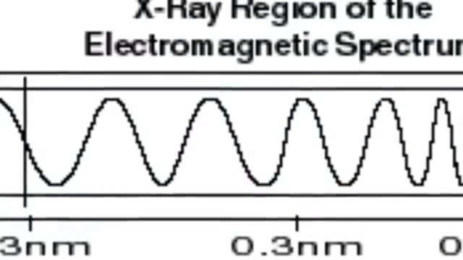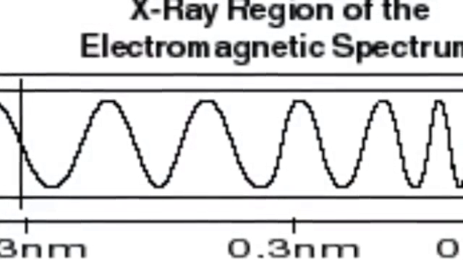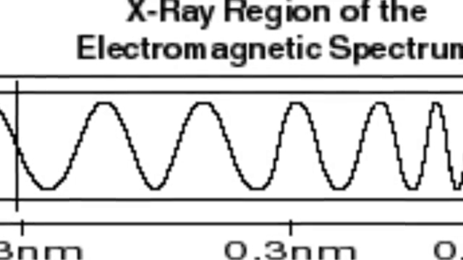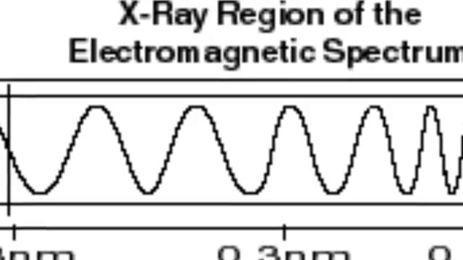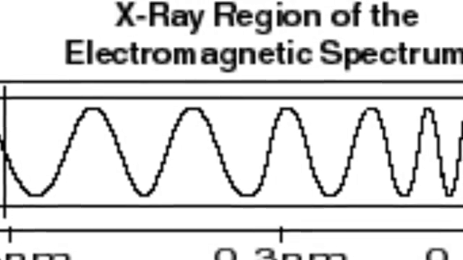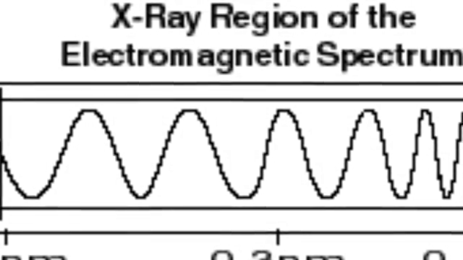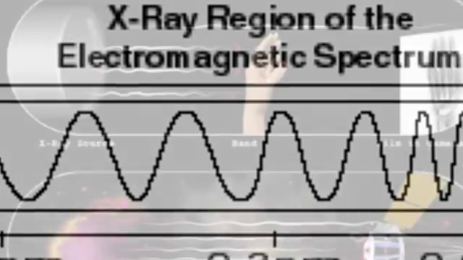X-rays have the second shortest wavelengths at between about 10 billionths of a meter and 10 trillionths of a meter. This means they also have the second highest frequency in the electromagnetic spectrum. X-rays have a ton of energy.